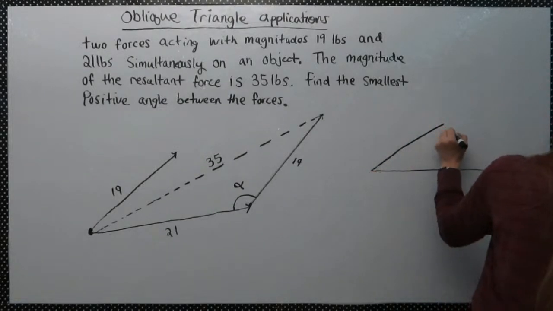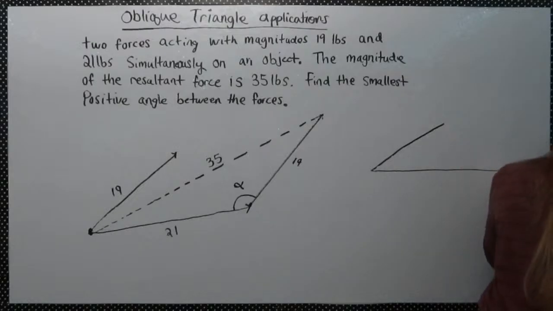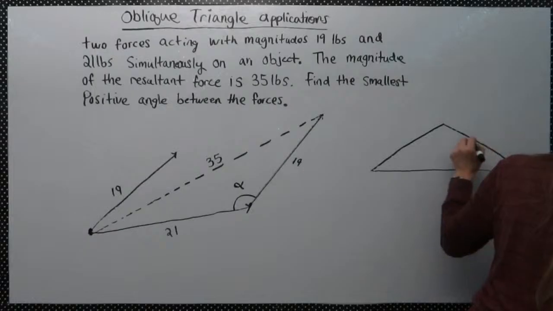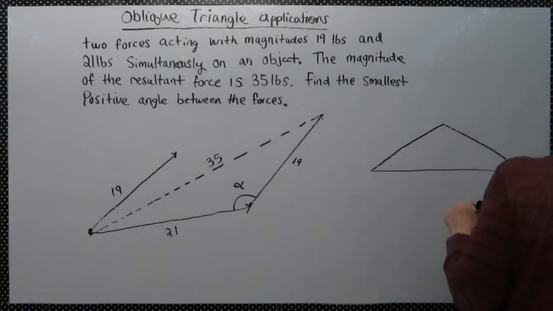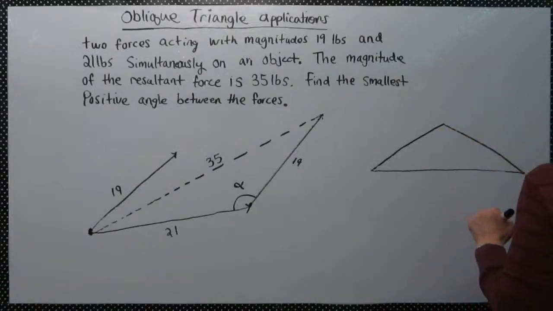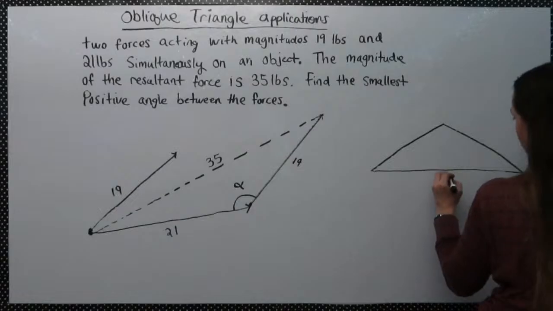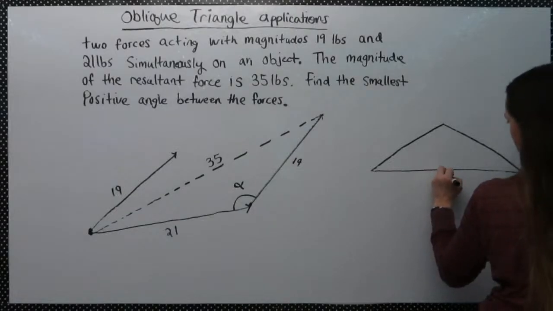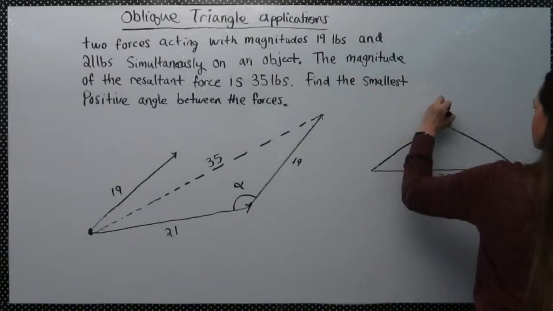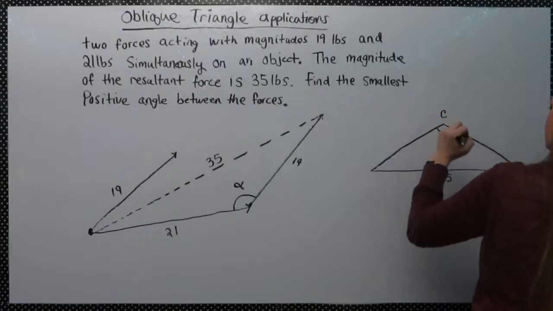And remember what we're looking for. With oblique triangles, it's not a right triangle, so it really doesn't matter about legs and hypotenuse, but your hypotenuse is always going to be the resultant. It's going to be the longest leg. So there's 35, and I like to label it C, the hypotenuse.